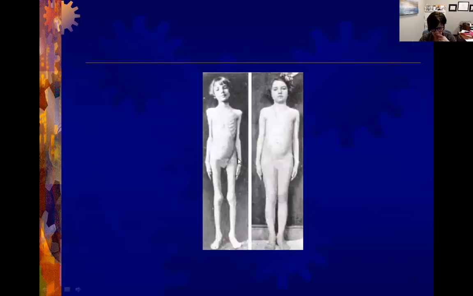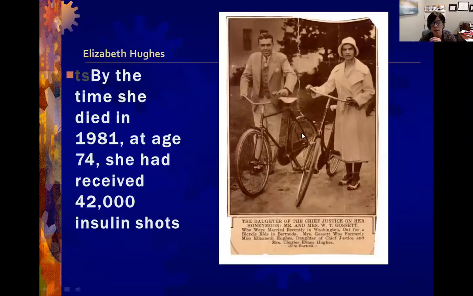They lived in, I think, North Jersey. So here she is when she came in, and then there she is after receiving insulin. So again, why does she look so cachectic in this picture, and why after insulin does she look much healthier? Another question for you. So again, Elizabeth Hughes, by the time she died in 1981 at the age of 74, she received 42,000 insulin shots that she counted.